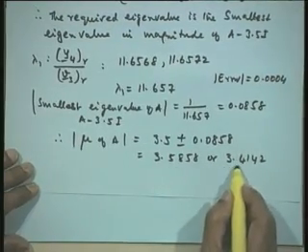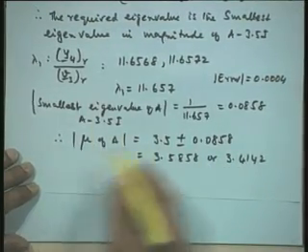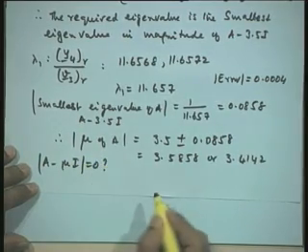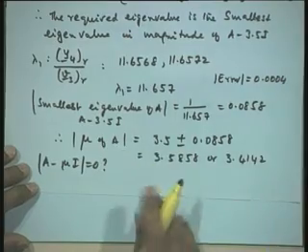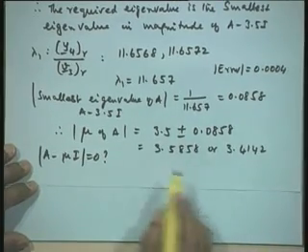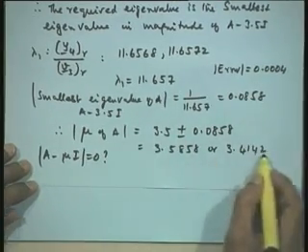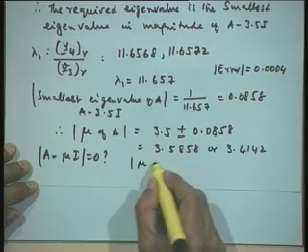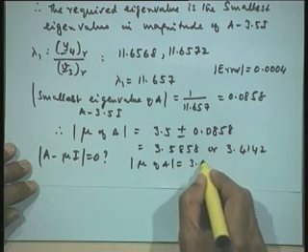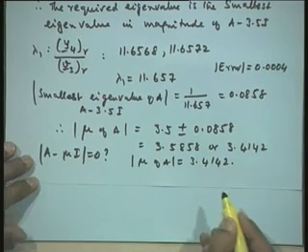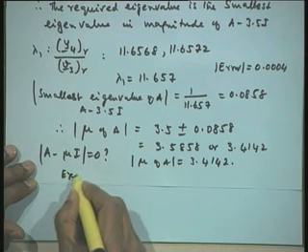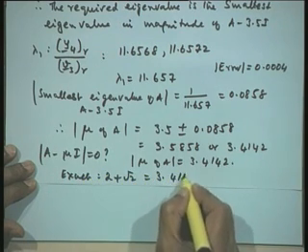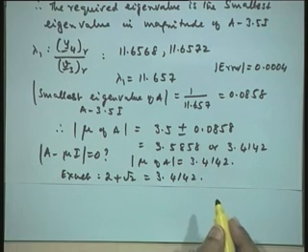Now, I can substitute this in A minus mu I, and then check whether the determinant is 0 or not, and it turns out that the smaller value, 3.4142, is the one. In this case, the eigenvalue is 3.4142, and the exact eigenvalue is 2 plus root 2, that is 3.4142.